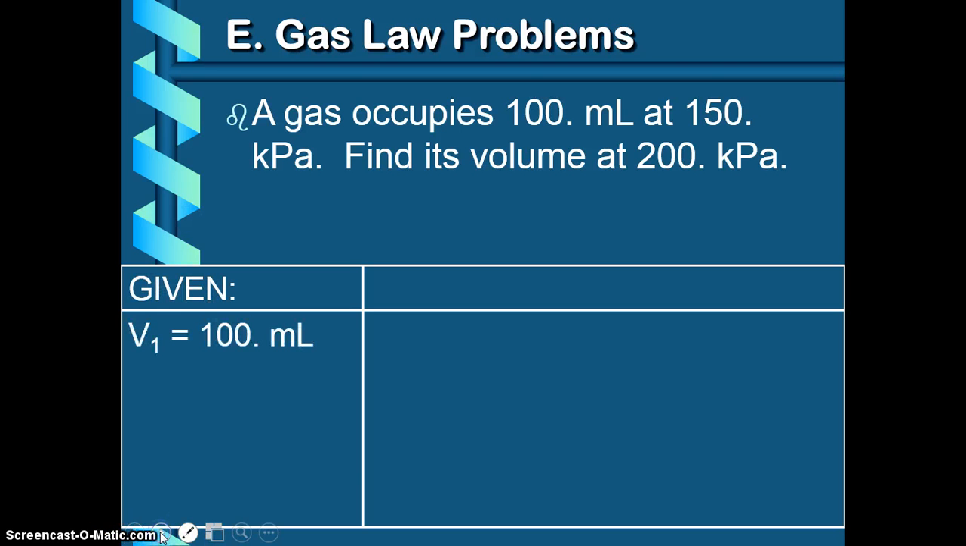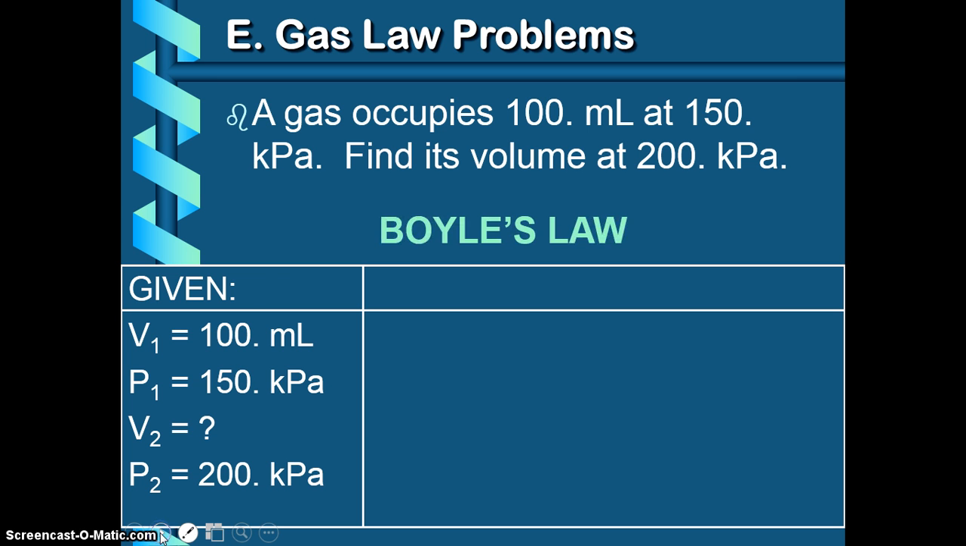The first thing we need to look at is what we are given. So in the first scenario, there's 100 milliliters at 150 kPa. We want to know what the volume would be if the pressure were increased to 200 kPa. This is Boyle's law. We have pressure and volume. So as pressure goes up, volume should go down. So before you even start the problem, it's a good idea to look at it and ask, do I expect the volume to go up or down? Well, if pressure increased, we expect the volume to decrease. So that should be reflected in the answer that we get.